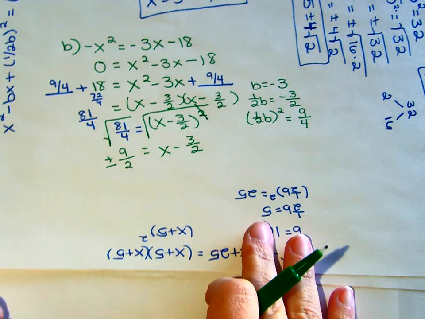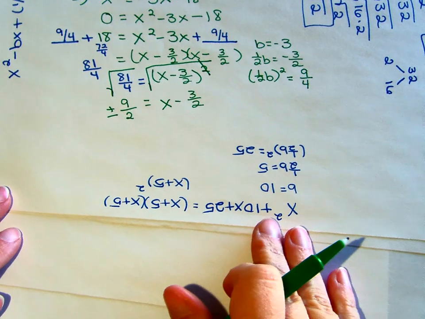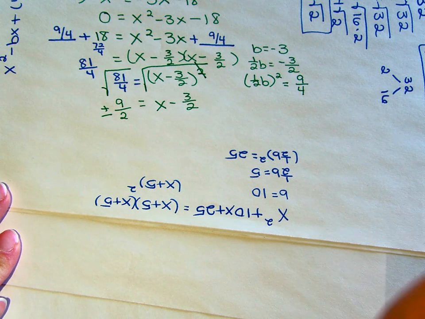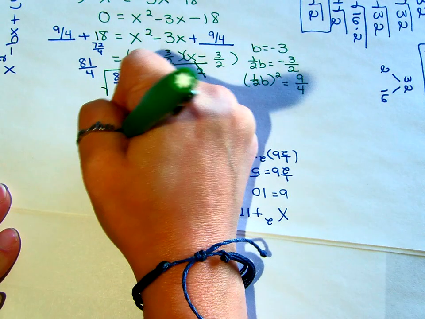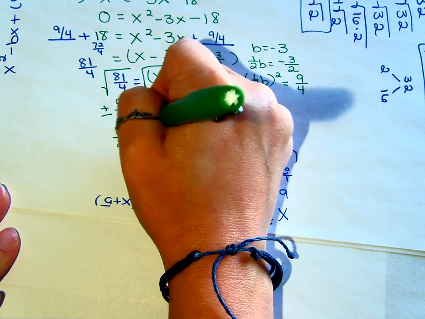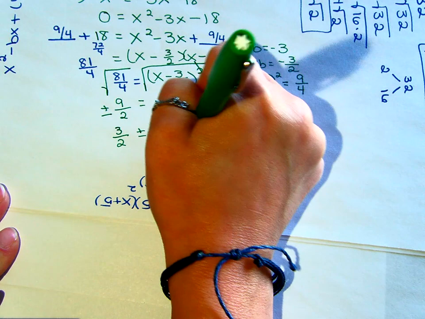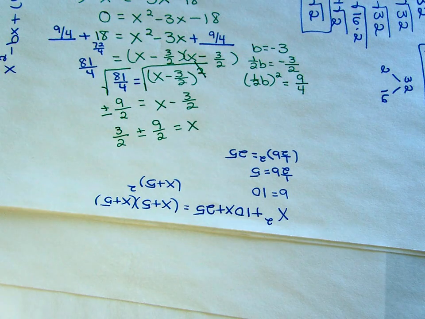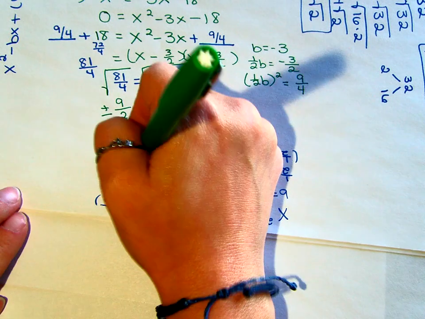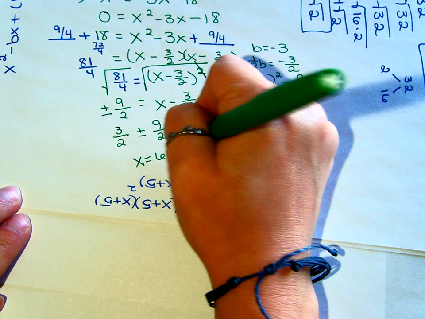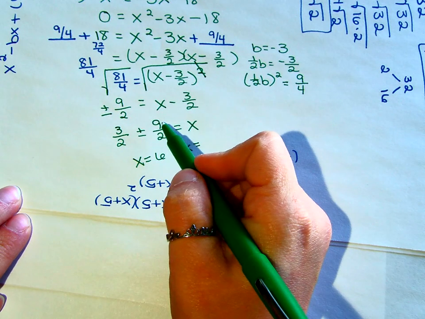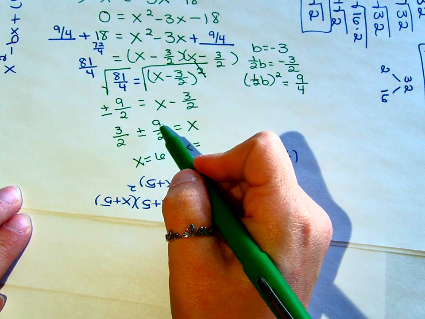So then to get x completely by itself, I would add the 3/2 over to where I would have 3/2 plus or minus 9/2 equals x. Well, 3 plus 9 would give me 12. 12 divided by 2 is 6. So I'd find that x is 6. And x is, if I had 3 minus 9, that'd give me a -6. -6 divided by 2 would give me a -3.